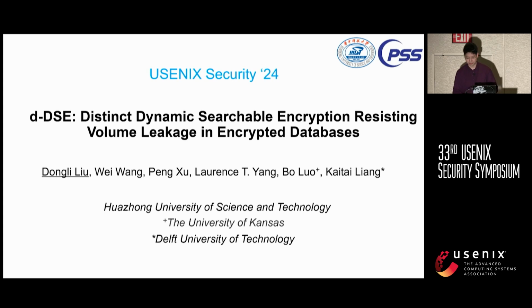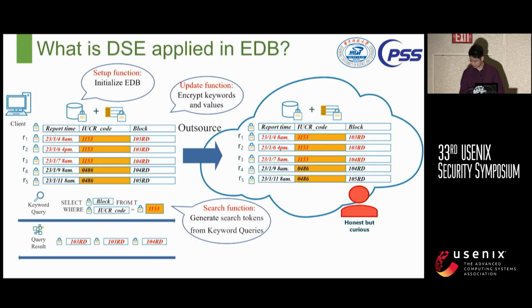We are going to present our work named Distinct Dynamic Searchable Encryption Resist Volume Leakage in Encrypted Database. Our work is focused on the distinct search and resist volume hiding in encrypted systems. So, what is the d-DSE applied in encrypted database? The d-DSE in encrypted database contains three functions called setup, update, and search.